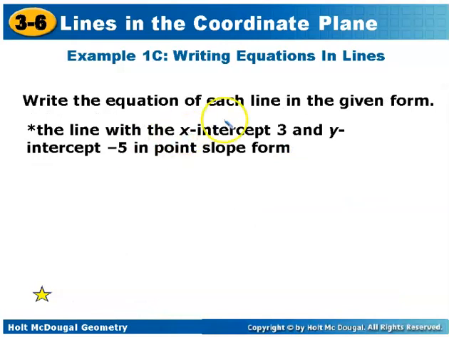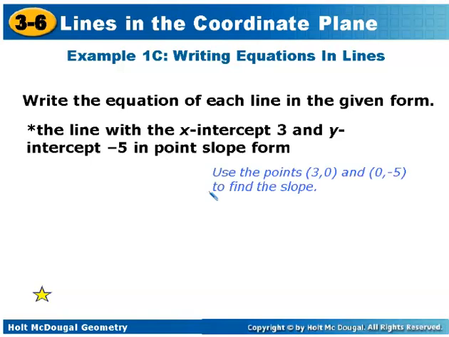Okay, let's try this one. Now this time I'm given the x and y intercepts, and they're asking me to put it in point slope form. Well, that's a little bit of a problem right now because I don't have points. But alas, I do have points. I just didn't realize that I need to write them in coordinate form. So my x-intercept, I'll rewrite as 3, 0, and my y-intercept, I'm going to rewrite as 0, -5. Then I'll substitute that in for my calculation for slope.